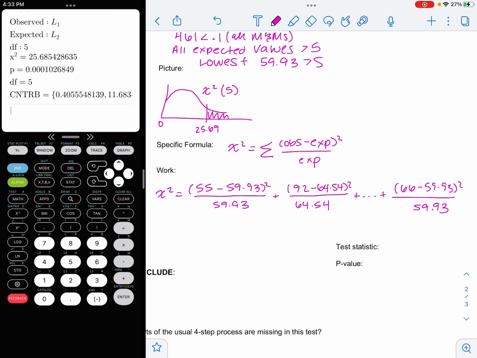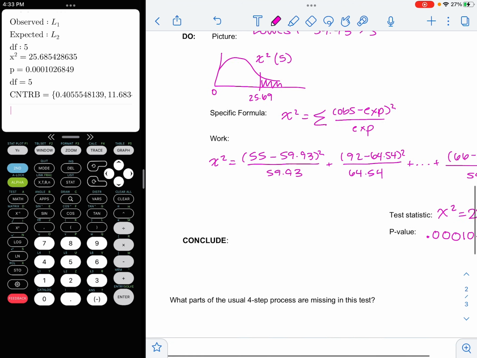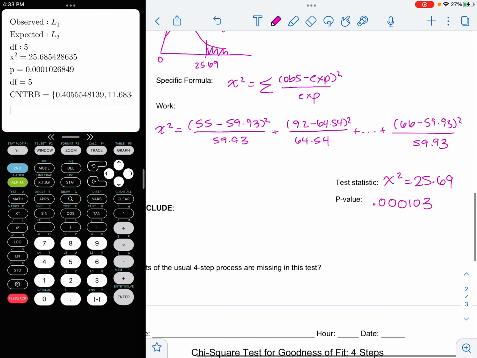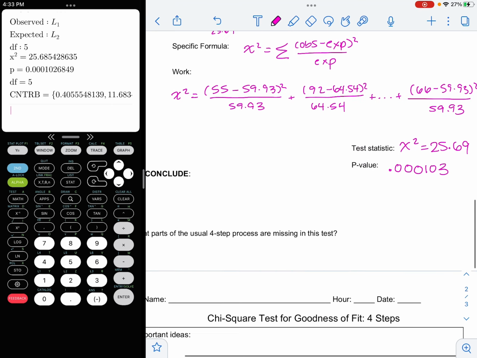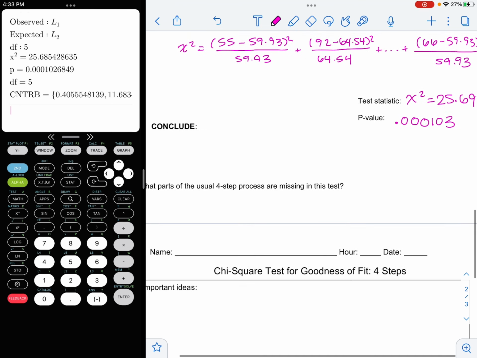Our test statistic, as we had found before from the calculator, chi-squared is 25.69, and the p-value is 0.000103. So as I conclude, based on this p-value, that p-value is much smaller than our significance level, which we should have listed here, is 0.05. And so I can write a conclusion.